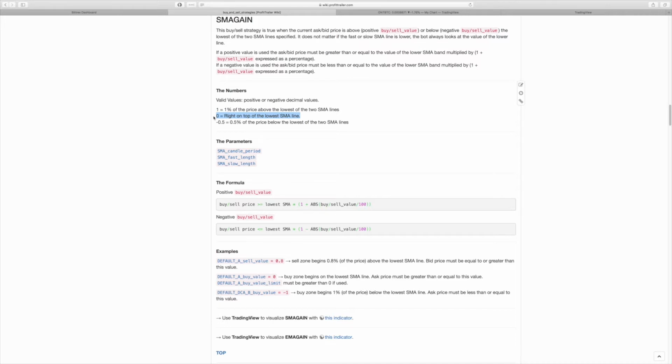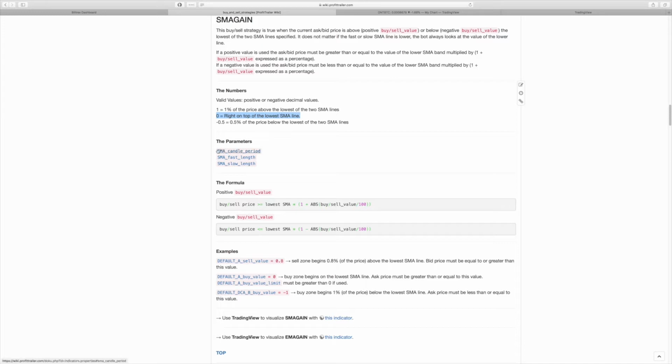So just in case there's any confusion there. But if you have it set for, say, negative 0.5, then the price has got to go 0.5% below the price level of that lowest of the two SMA lines before it will buy. Okay, so that's really what this is looking at. The price of the coin relative to the simple moving average of the coin, and it's going to be the lowest of whichever SMA line is lowest at that time. It could be your fast, it could be your slow. So bear in mind, it doesn't care which one it is.